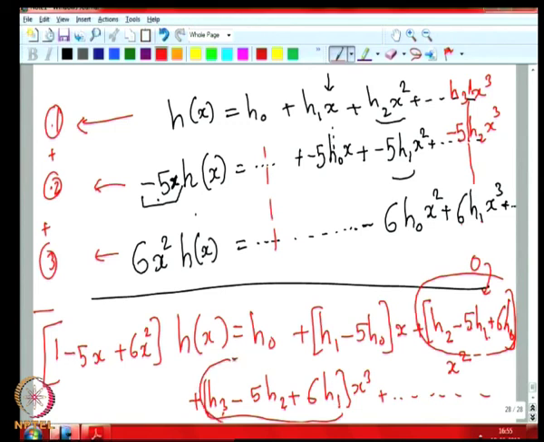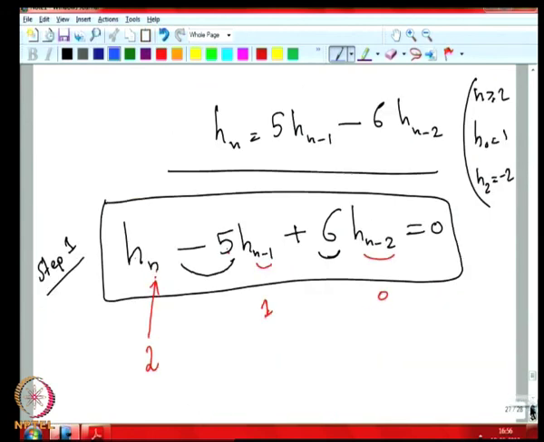and the next term is also going to be 0 because that is h4 minus 5h3 plus 6h2. So all of them will become 0 and they all will vanish, it will go away. So we only have this h0 plus h1 minus 5h0 times x on this side. This side we have this, that is interesting.